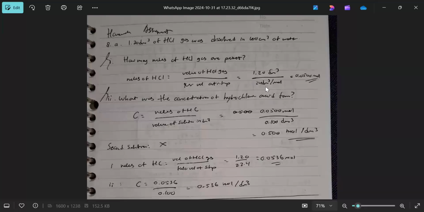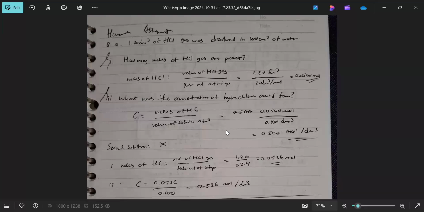Therefore, the volume is 1.2, as you can see from the question, and we're going to divide that by 24. So therefore, we get 0.05 mole. After we find the moles, we have the second question here.